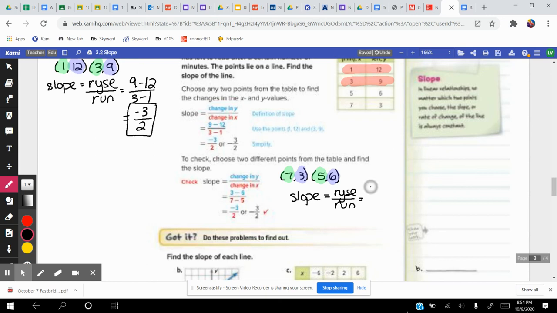So for my rise values, 6 minus 3, divided by 5 minus 7. So again, I took my second y value minus my first in the numerator. In the denominator, I did my second x value minus my first x value. That equals 6 minus 3 is 3, divided by 5 minus 7 is negative 2. You could also have it written where you have the negative out in front. That gives me negative 3/2. If you were to compare, both of these ratios are identical.